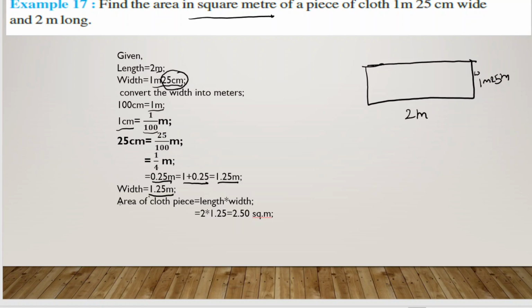So here the width and length are both in the units of meters, so we can find out the area of the cloth piece. We know that area of a rectangular cloth piece is length into width. Here length was given 2 meters and width was given 1.25 meters, and this is nothing but 2.50 square meters. Don't forget to write the units at the end of your answer. This is most important. And this is about examples of area.